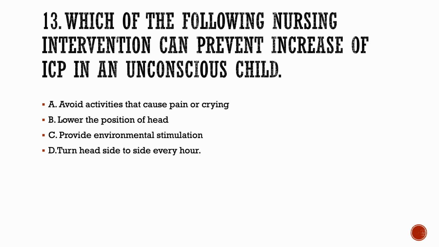The 13th question is, which of the following nursing interventions can prevent increase of ICP in an unconscious child? Options are: option A, avoid activities that cause pain or crying. Option B, lower the position of head. Option C, provide environmental stimulation. And option D, turn head side to side every hour. The answer is option A, avoid activities that cause pain or crying.